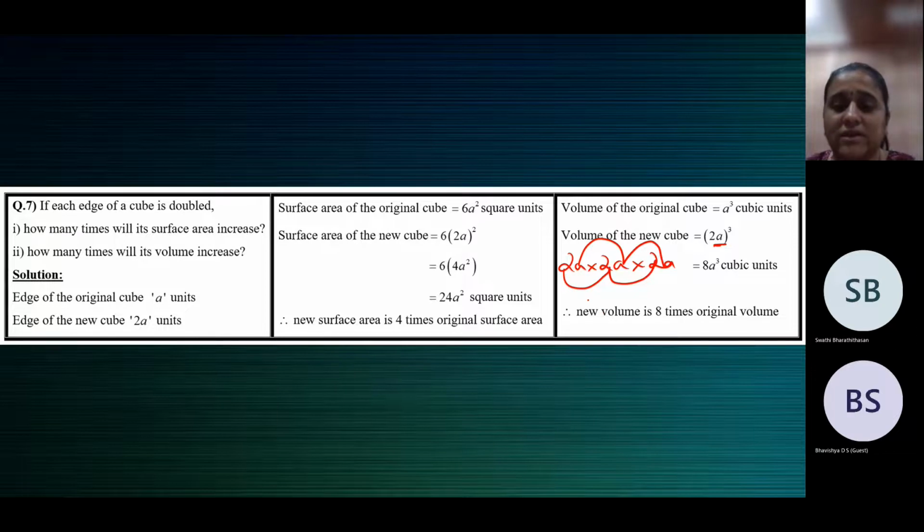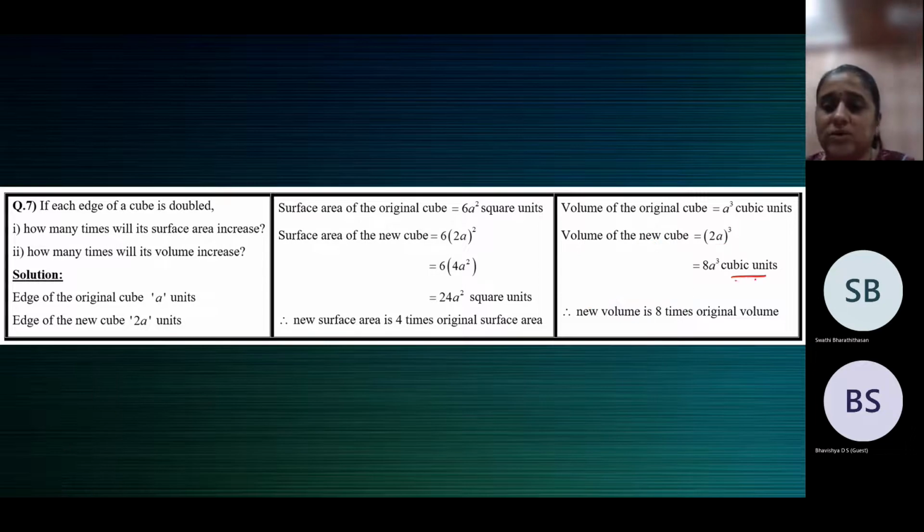So how do you multiply? A to the power, base are same and it's multiplication. Add the powers, 1 plus 1 plus 1, which is a cubed. 8a cubed. 8a cubed cubic units.